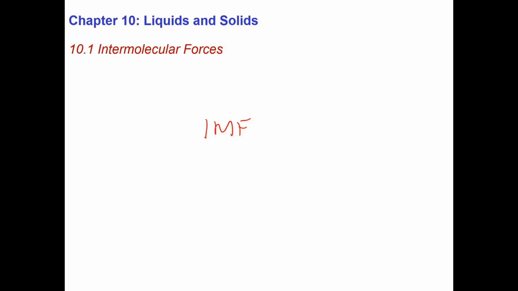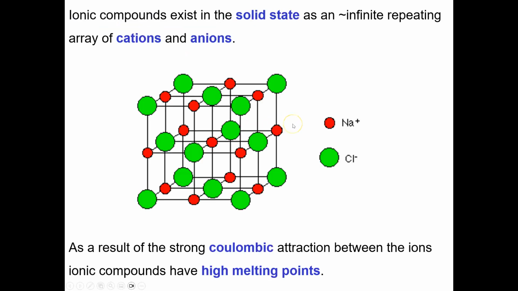So what we're really talking about here are the forces that exist between molecules, and also the forces that exist between ions, and sometimes the forces that exist between individual atoms. But these forces are not covalent bonds. So, as you probably know, ionic compounds are always found in the solid state at room temperature, and they exist as what we call crystals, which are an approximately infinite repeating array of cations and anions. And the cations and anions are arranged in a manner so as to maximize attractions between the oppositely charged ions.